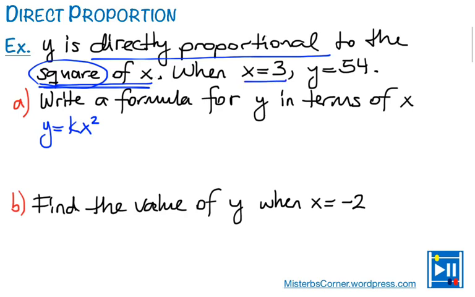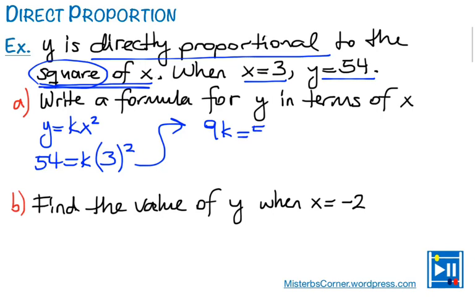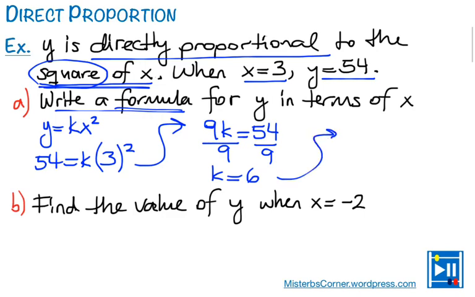Now, x is 3, y is 54. Let's find the value of k. So 54 is k times 3 squared. And basically I have now 9k is 54. If I divide both sides by 9, I'm going to end up with saying k equals 6. Right? And my formula, which is asked in part A, will be y equals 6x squared. Right? This is my formula.